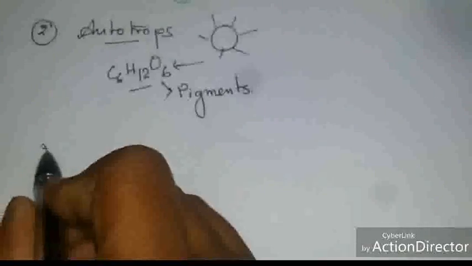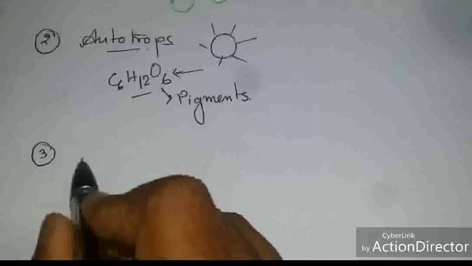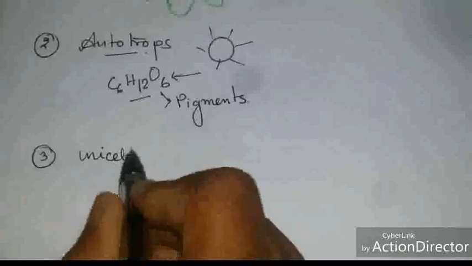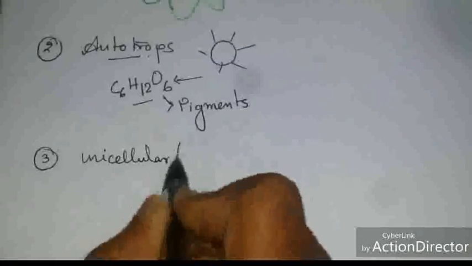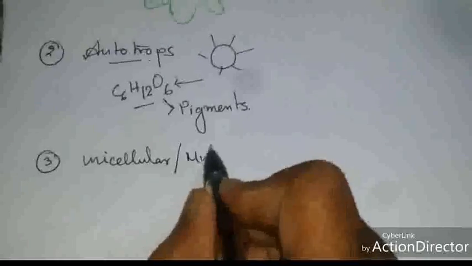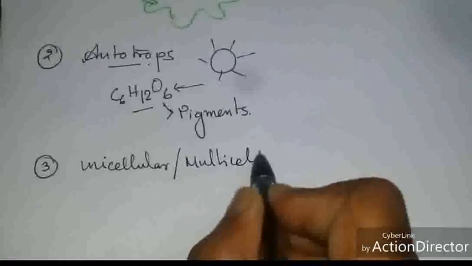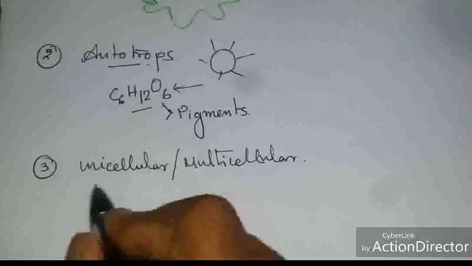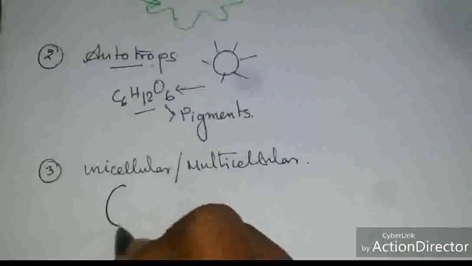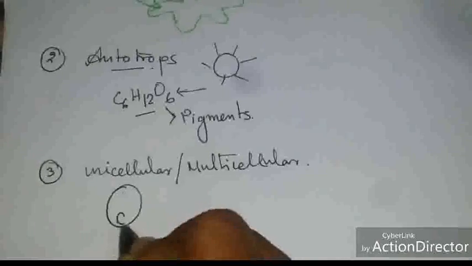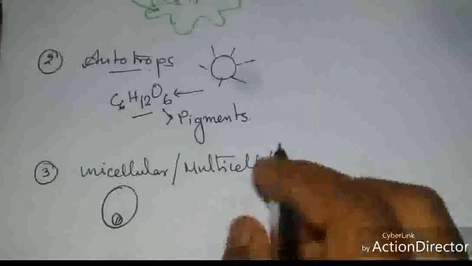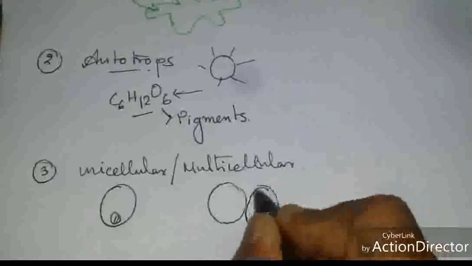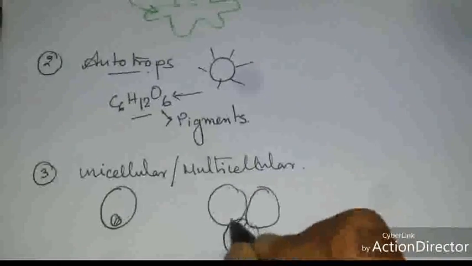Number 3, thallus made up of unicellular or multicellular. Unicellular means body made up of a single cell, and multicellular means body made up of a number of cells.